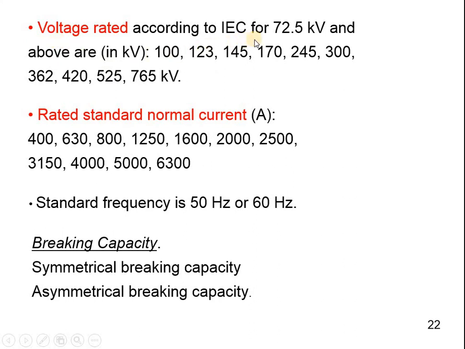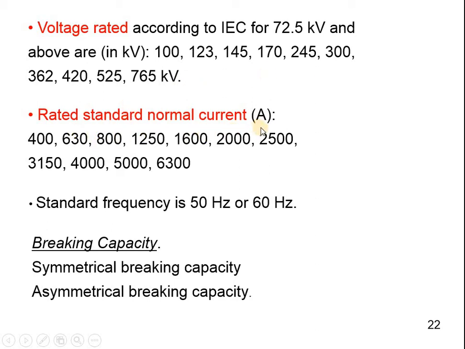So the voltage rating is according to IEC. IEC is the International Electrotechnical Commission. This is the body which sets some rules. If we are going to follow these rules of IEC for 72.5 kilovolt and above, we have to use the rated voltages 100 kilovolt, 123, 145, 170, 245, 300, 362, 420, 525 and 765 kilovolt.